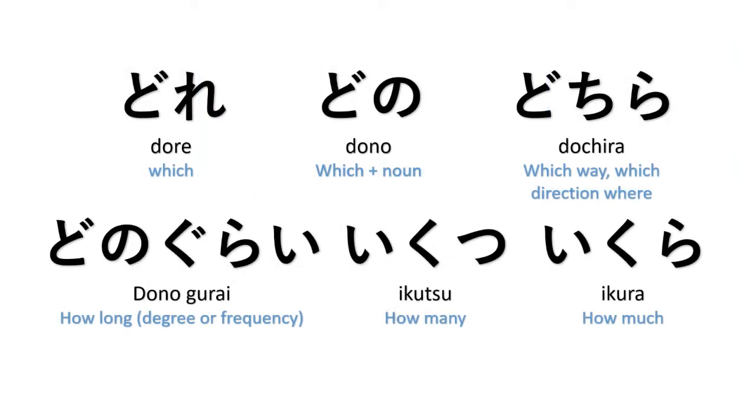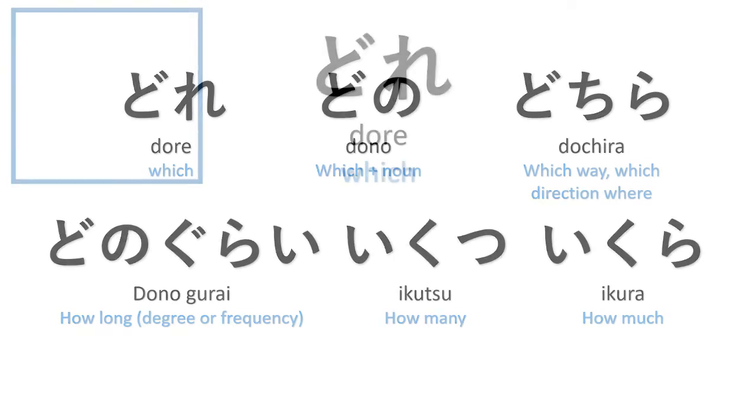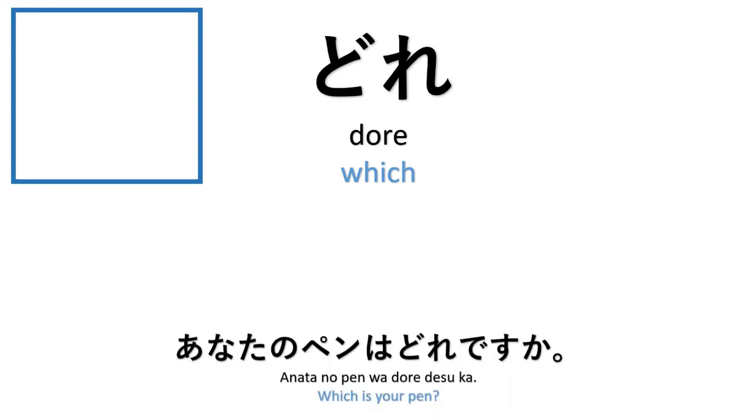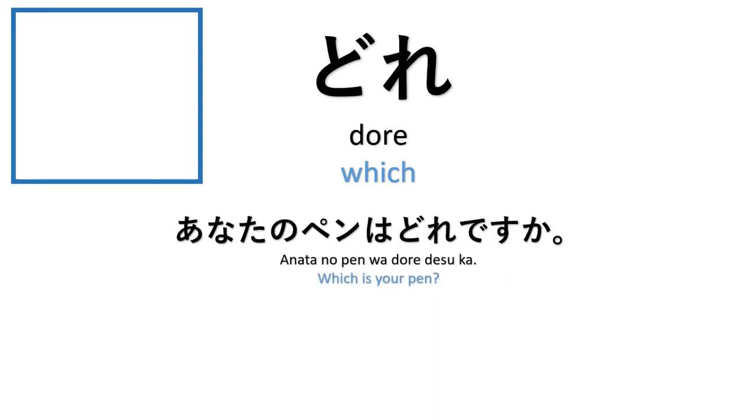The next set of question words are dore, dono, dochira, donogurai, ikutsu, ikura. Dore, which. Anata no pen wa dore desu ka? Which is your pen among the many pens? Aoi no desu. The blue one. Okay? So we can also say aoi no pen desu. But we can drop pen and just say aoi no desu, the blue one.